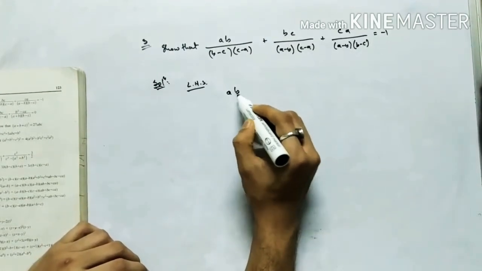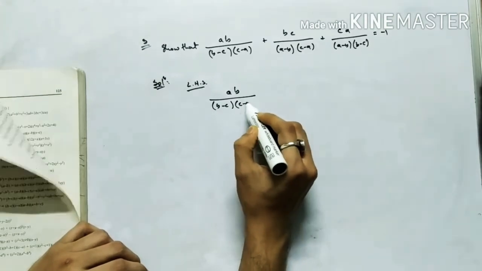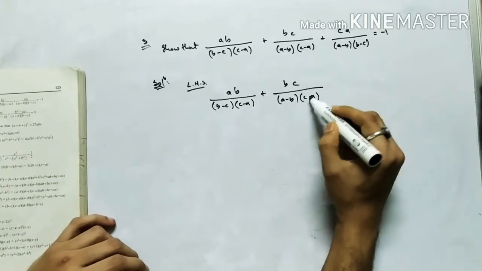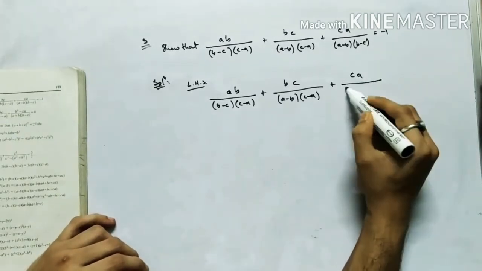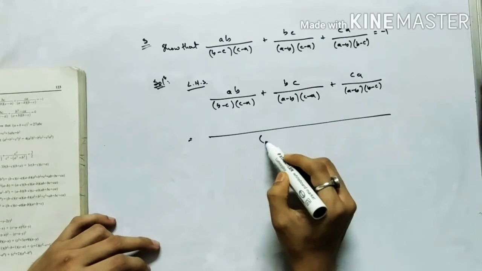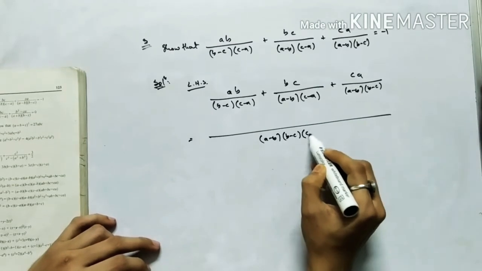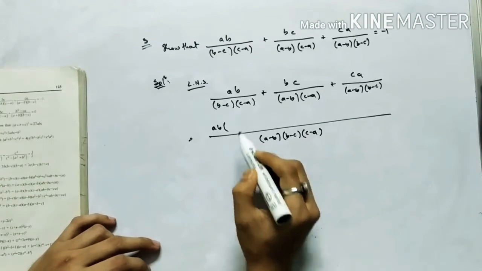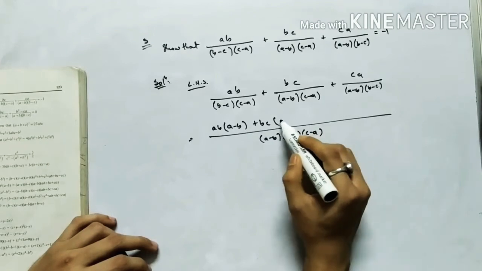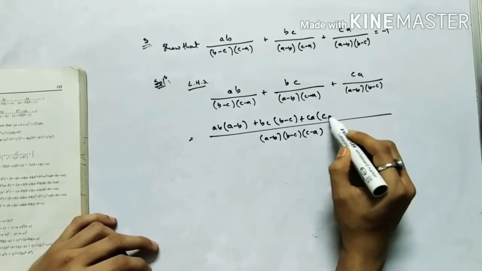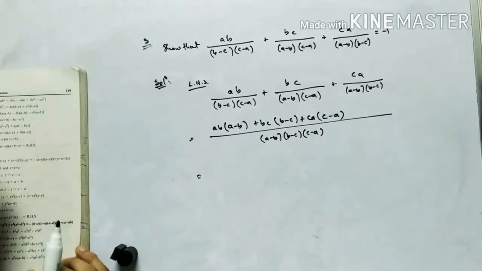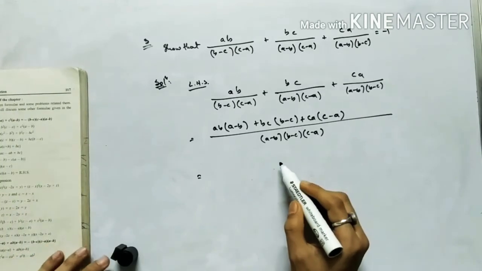LHS: AB by B minus C, C minus A plus BC by A minus B, C minus A plus CA by A minus B, B minus C. In here I will take the LCM, so I will get A minus B, B minus C, C minus A. So this is AB. In here I will get A minus B plus BC. In here I will get B minus C, CA, C minus A. So now you see this is the formula there. It is formula number 12.